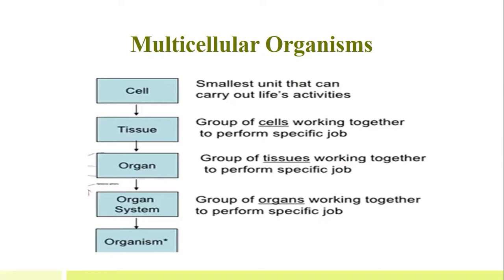And of course, having all the organ systems working together, we have the entire organism. So this is the actual structure of a multicellular organism. The cell, a group of cells making the tissue, a group of tissues making an organ, a group of organs making an organ system, and the entire group of organ systems would come together, comprising a whole organism.